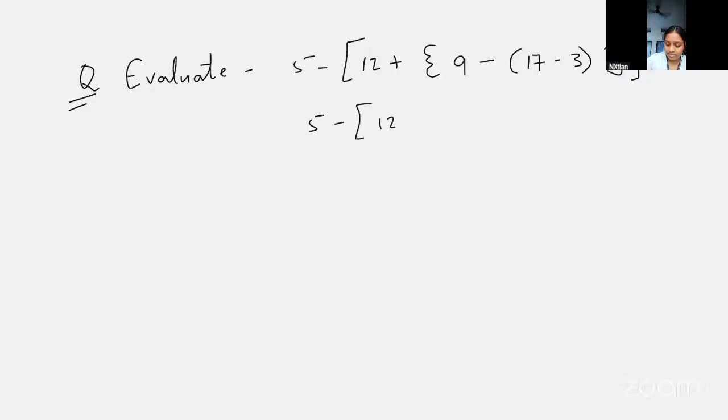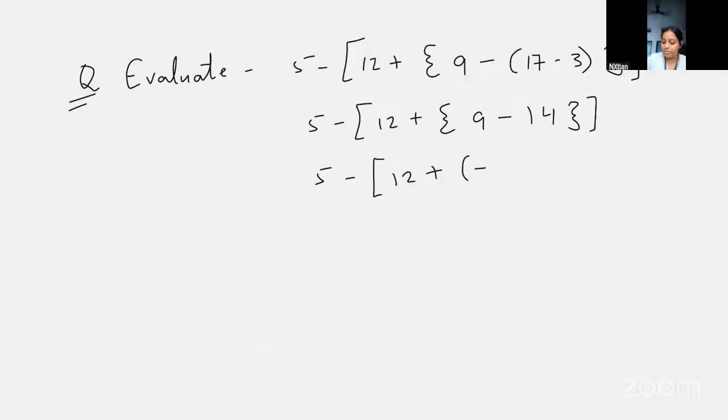5 minus 12 plus 9 minus 17 minus 3, how much? 14. That's not curly brackets. That's 9 minus 14. So write the rest of it as it is. 5 minus 12 plus 9 minus 14. How much? We will get it in minus.